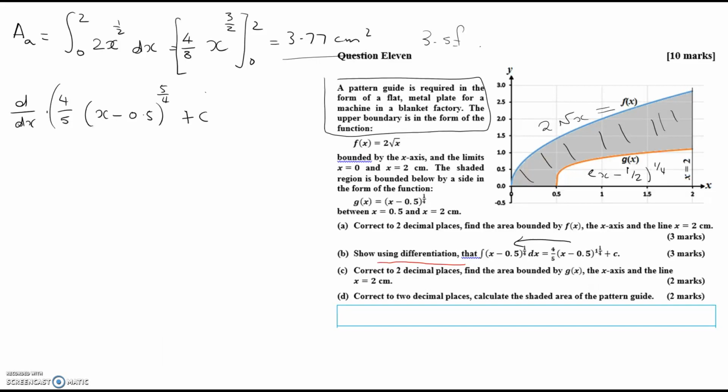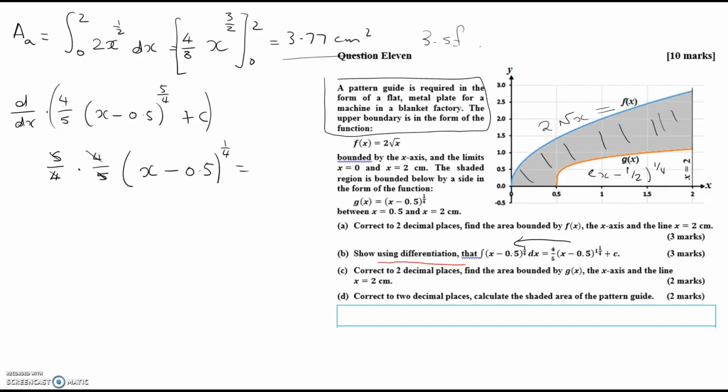So we have to differentiate that, and it's going to end up as 5 over 4 times, right, we're differentiating, so it's 5 over 4 times 4 over 5 times (x minus 0.5) to the power of 5 over 4 minus 1, which is then 1 over 4, and the derivative of c is 0. So now that equals what we were asked to find.